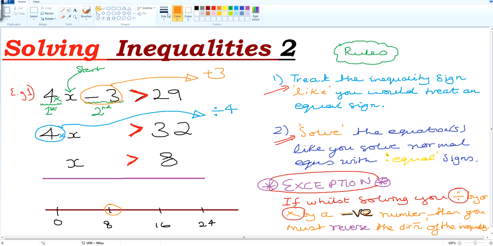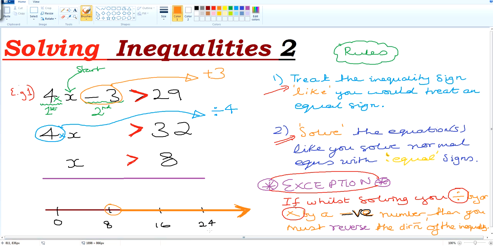Then we need a nice fat line going all the way to infinity. Lovely. And that is how we would do that as an extra thing. That's just in case they ask you.